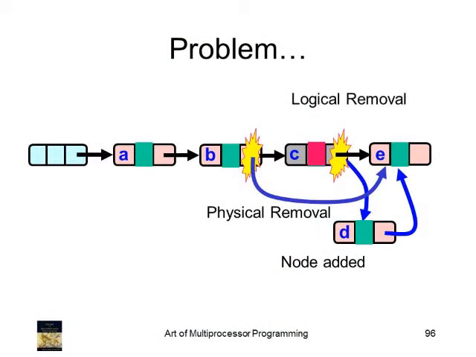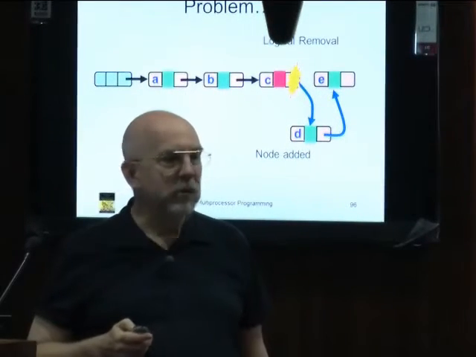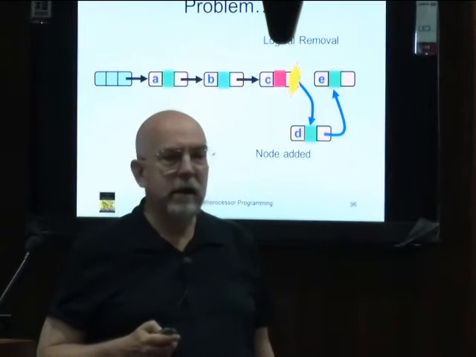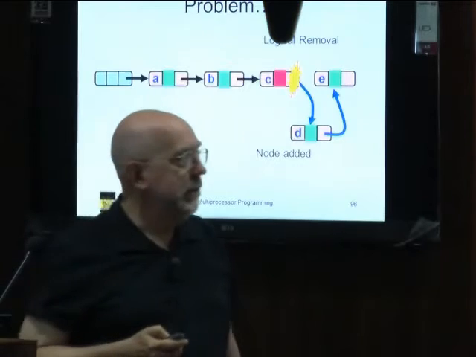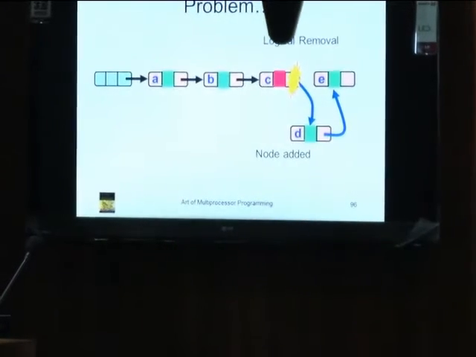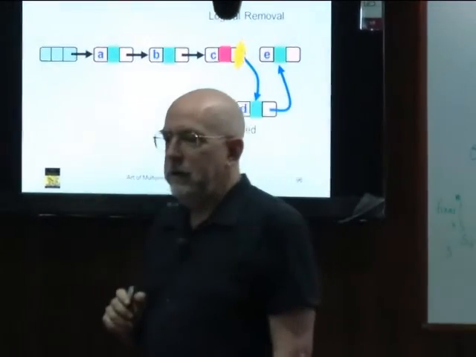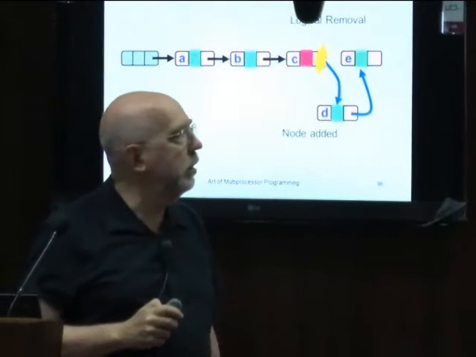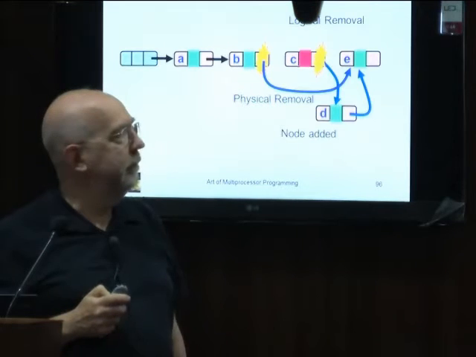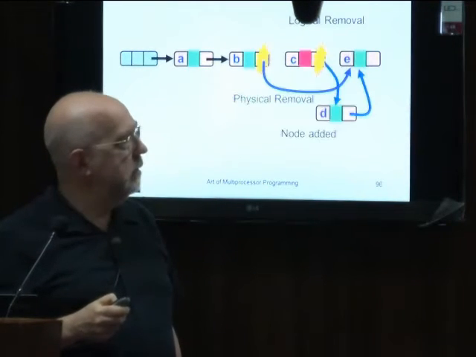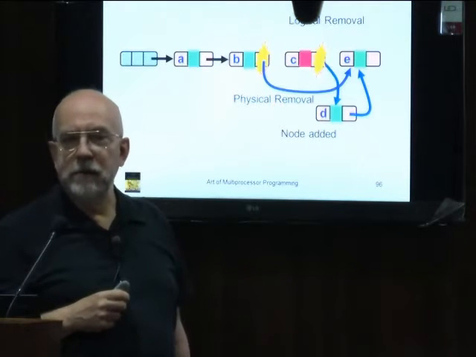So here we did logical removal, and then before we get around to doing the physical removal, somebody comes along and adds another node in between C and E. Now this will succeed because the value of the next pointer that it finds is the one it expected. And so this will work. And then the physical removal works because the value of that node is also what we expected. And as you can see, D, which we think is in the list, isn't there anymore.